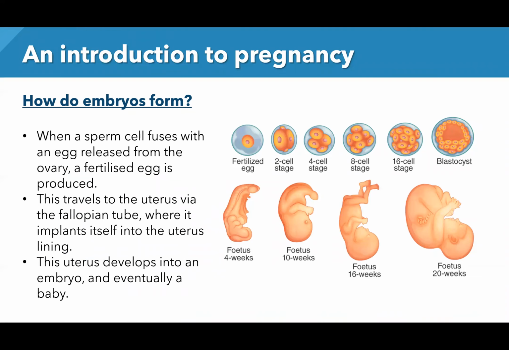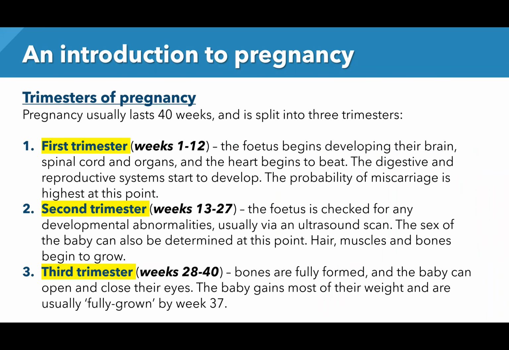So how do embryos form? First of all, an embryo is formed when a sperm cell fuses with an egg released from the ovary, and this forms a fertilized egg cell. This will then travel to the uterus via the fallopian tube, where it will implant itself into the uterus lining, and the uterus will develop into an embryo and eventually a baby. And we've got an illustration here on the side of the slide showing how this fetus will develop while it's in the womb from a fertilized egg cell.